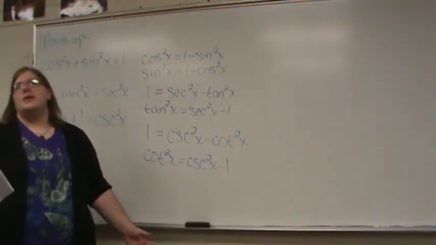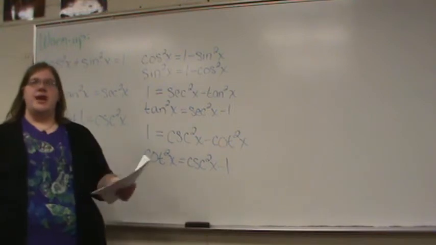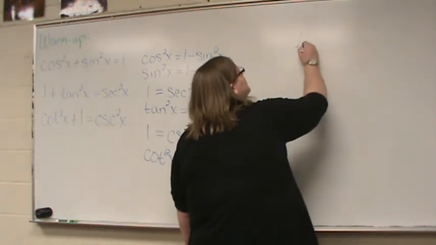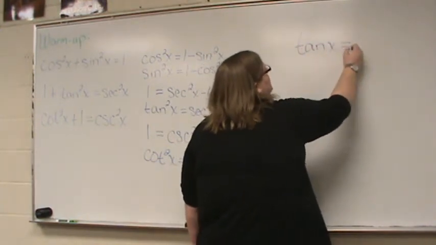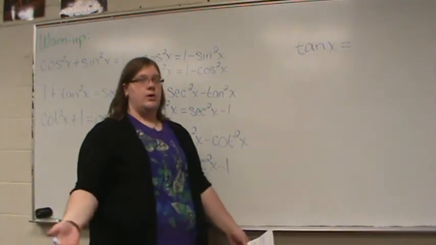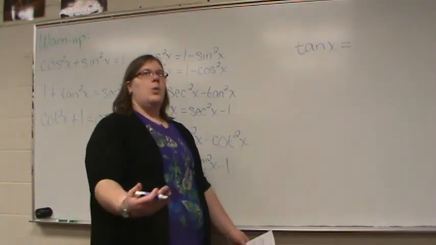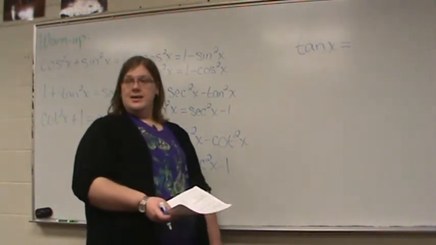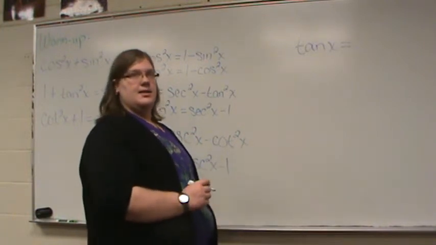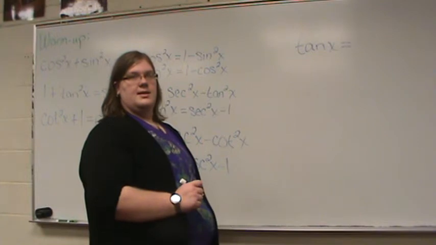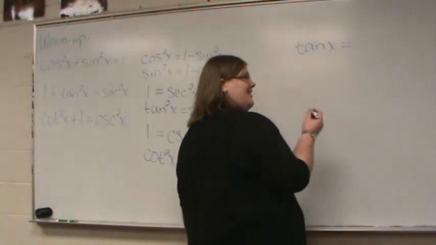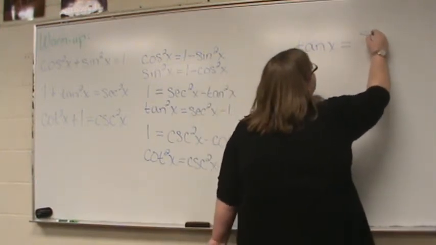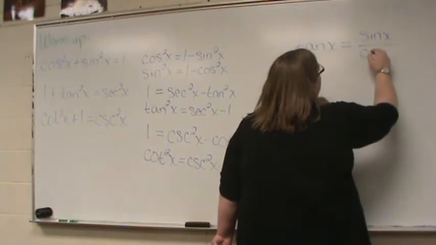So if we're looking at the quotient identities, you've got tan x. What is a quotient? Division. So it's a division or a fraction or a ratio, yes. So what would tangent of x's quotient identity be? We literally just did that. Sine x over cosine x. We're just looking for tangent of x this time, so it's just sine x over cosine x.